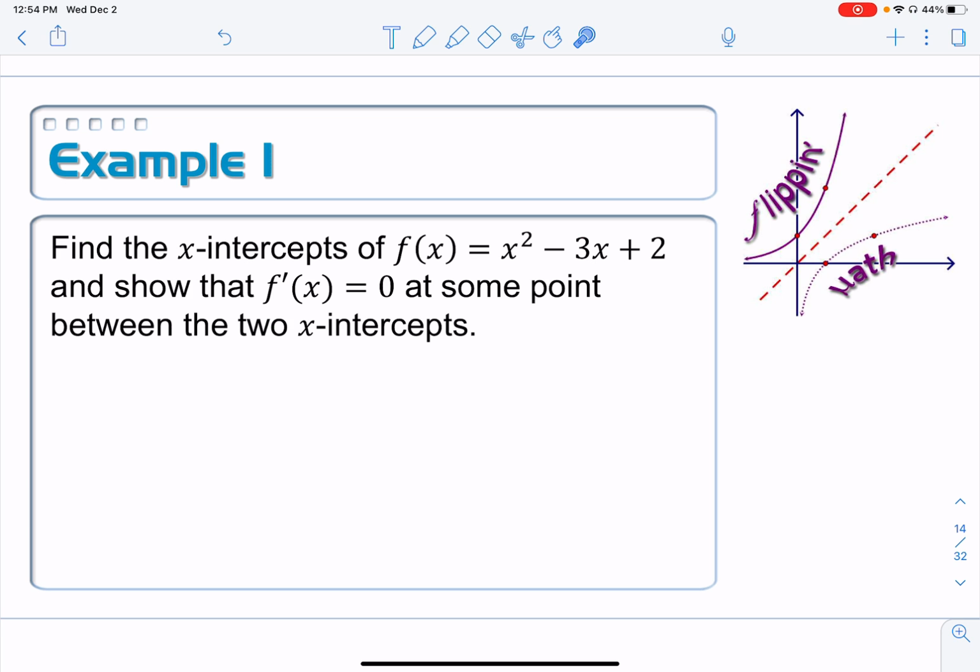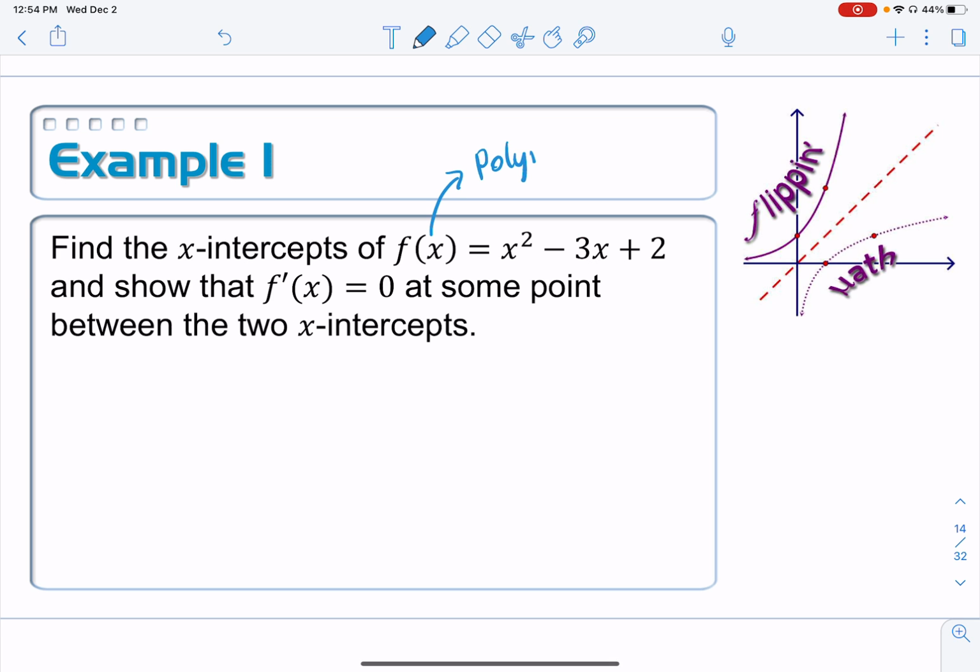To find the x-intercepts of f of x is equal to, we got ourselves a polynomial. It's like an algebra 1 question here. And show that f prime of x is equal to 0 at some point between the two x-intercepts. Okay, let's do it. So first of all, talking about our conditions, this is a polynomial.